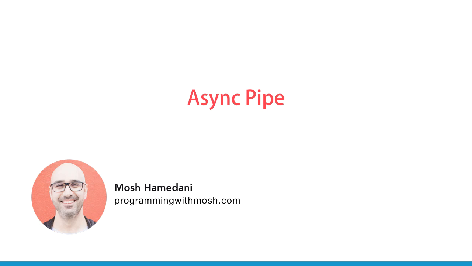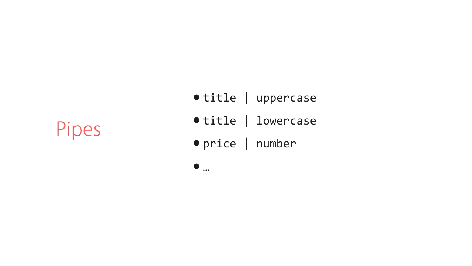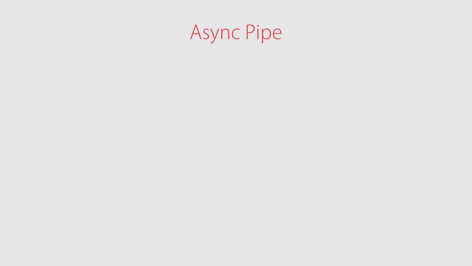Earlier in the course, you learned about pipes. We used pipes to format data. For example, I showed you a few pipes like uppercase, lowercase, number, and so on. We have another pipe called async.